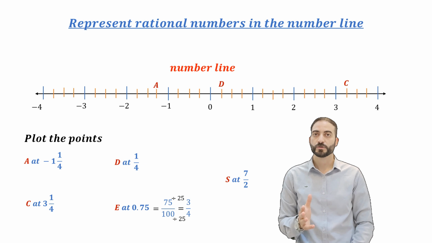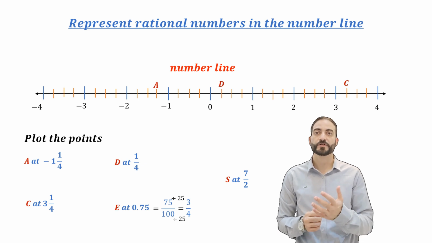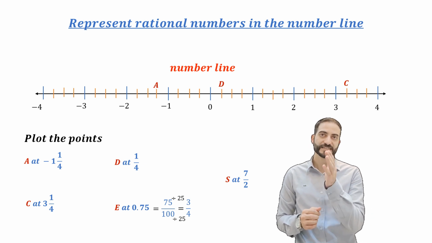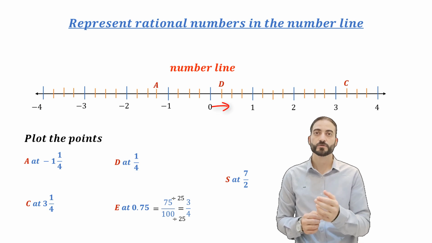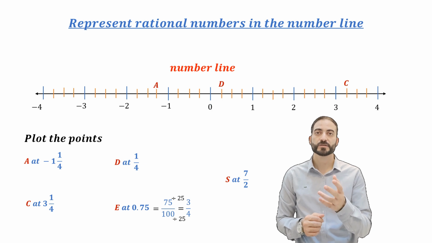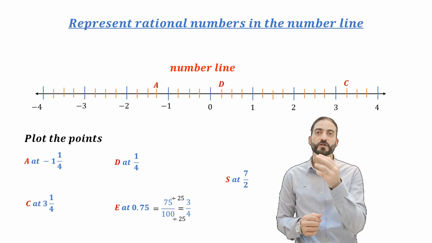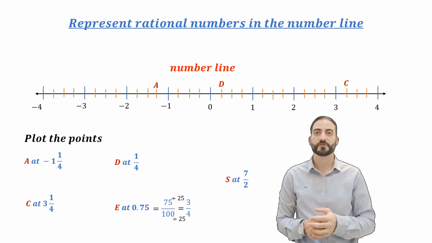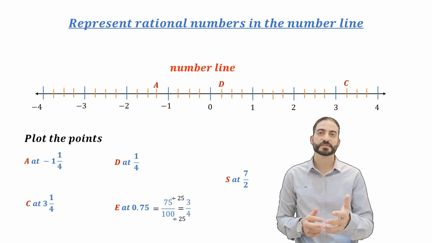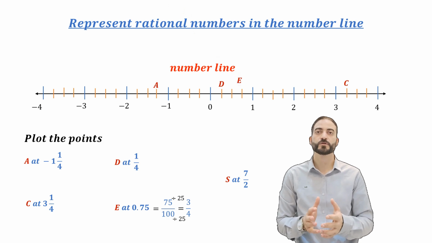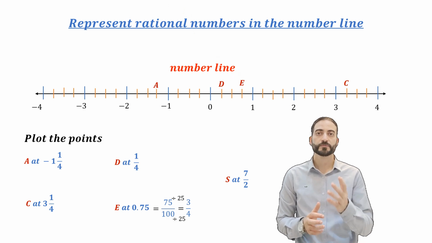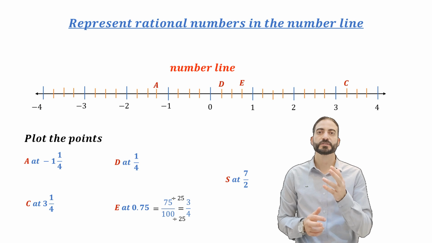Now that we know the fraction is 3 over 4, we move 3 sections to the right of 0 on the number line, as each section represents 1 over 4. In this way, we have determined the location of point E at 0.75 or 3 over 4. Now let's move on to point S.